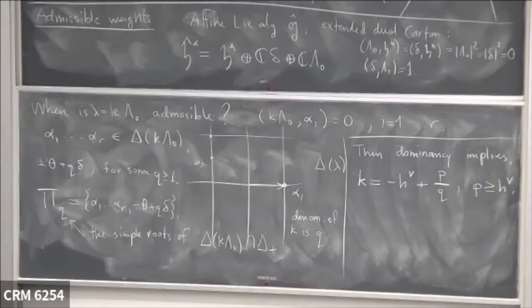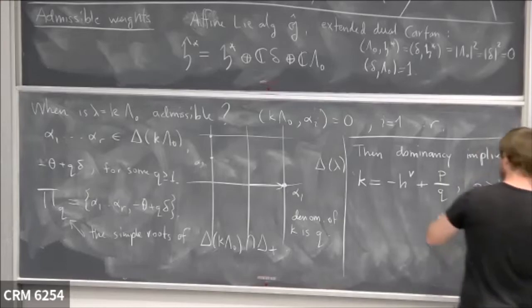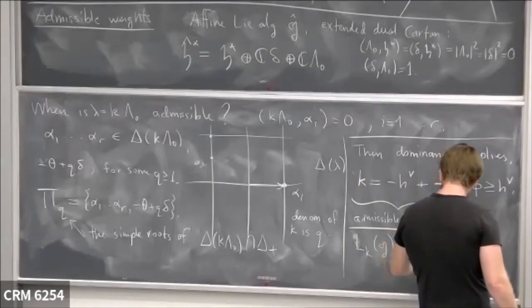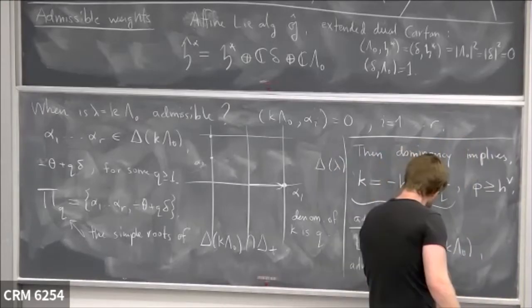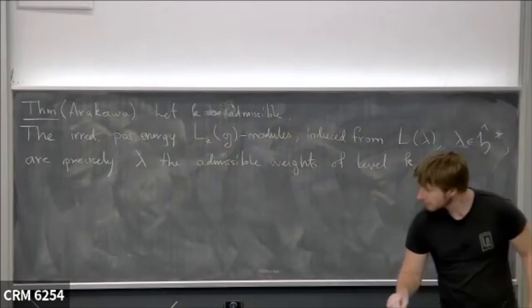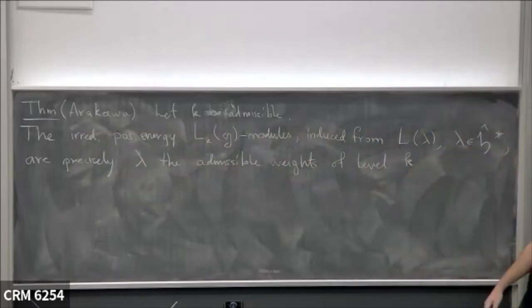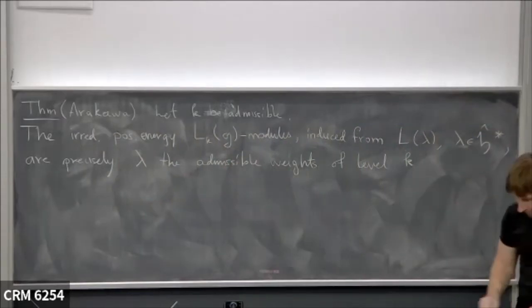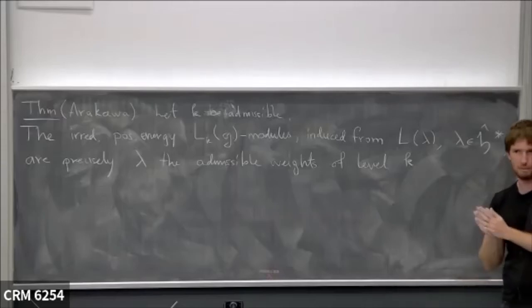So I know I'm going through this very quickly, but this is what ends up happening, okay? So these levels are called admissible levels. And then L_k(g), which as a g hat module is L of k lambda 0, are called admissible vertex algebras. So, a theorem of Arakawa, which I've kind of butchered because it's not exactly true as stated, but it's morally true. I'm omitting some cases.